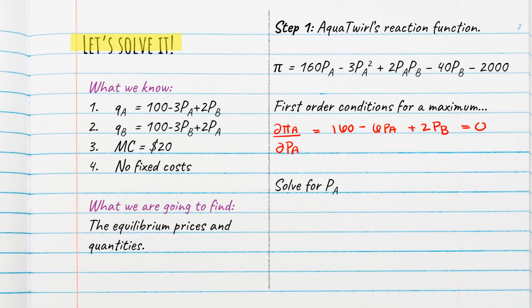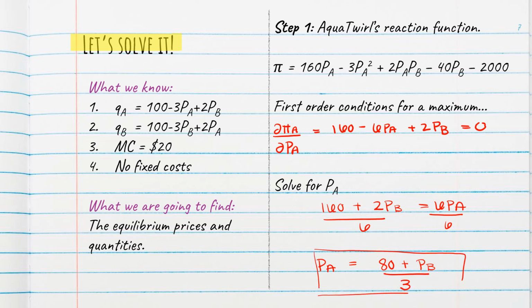So notice I have a negative term on my PA, so I'm going to shuffle it over to the other side of the equation. So I have 160 plus 2PB is equal to 6PA. Then I can divide both sides of my equation by 6 and do a little simplification. And I have that PA is equal to, and 160 doesn't really divide by 6, but I can divide by 2. So I'm going to rewrite this as (80 plus PB) all over 3. Now this is my reaction function for Aquatrol.